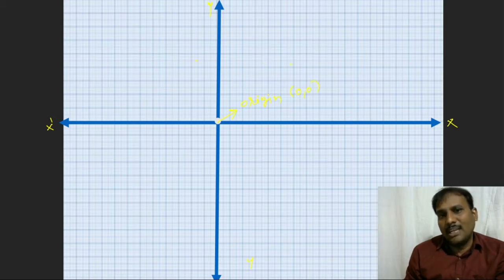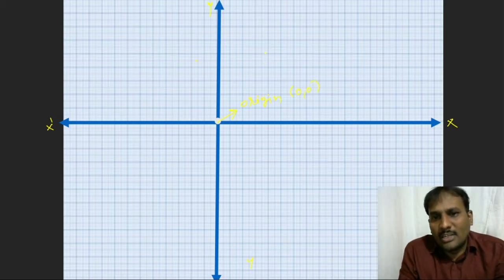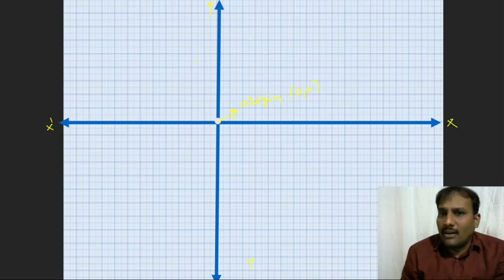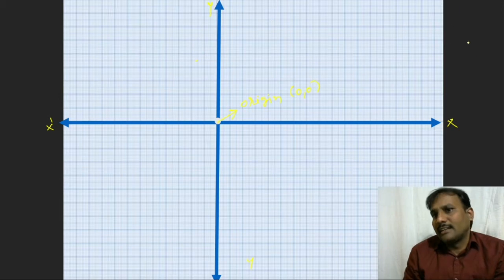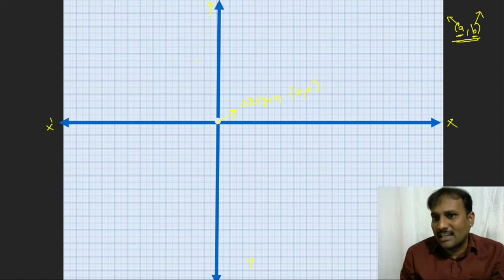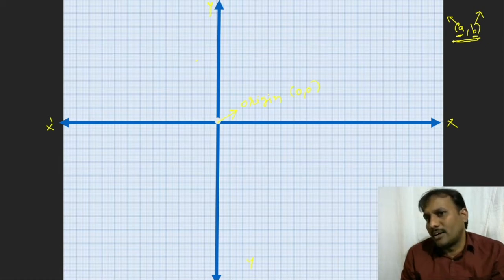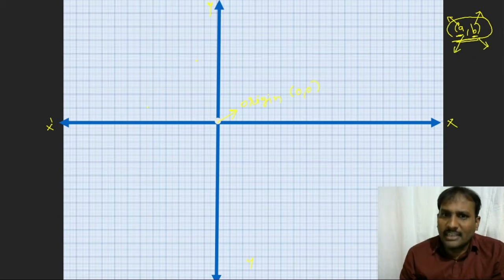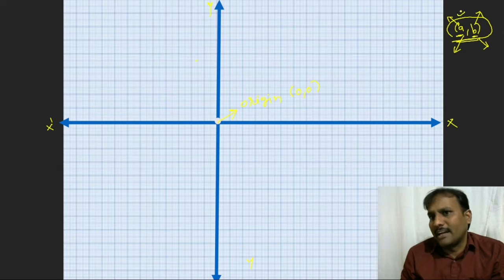So you take any point in a coordinate plane, it is denoted in the form of an ordered pair, something like a comma b. This is called an ordered pair, where a is called the abscissa and b is called the ordinate. Or a is called the x coordinate, b is called the y coordinate. Or a is called the first coordinate, b is called the second coordinate. Generally we say abscissa and ordinate. So any point in the plane is represented by an ordered pair.